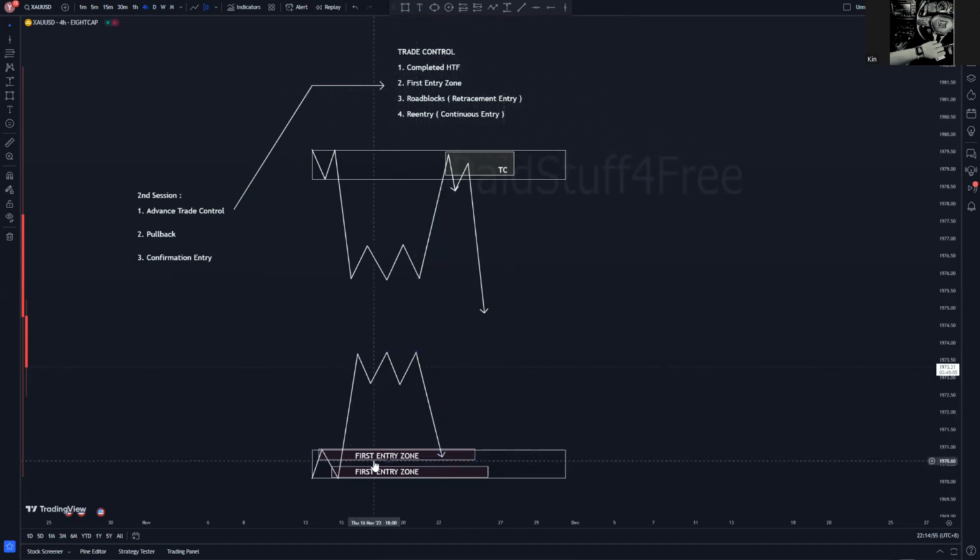If inside of the first zone there is no confirmation entry, what will happen? Can you guys tell me what will happen? This is for those who haven't joined this second session yet, which is Vincent and Corey, if I'm not mistaken.